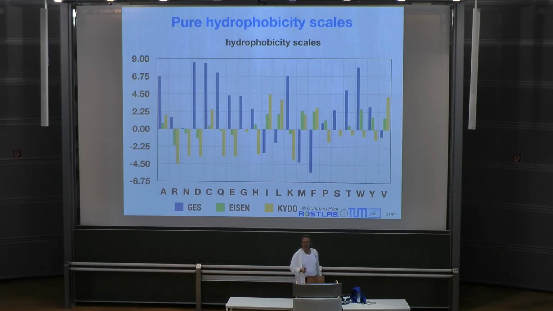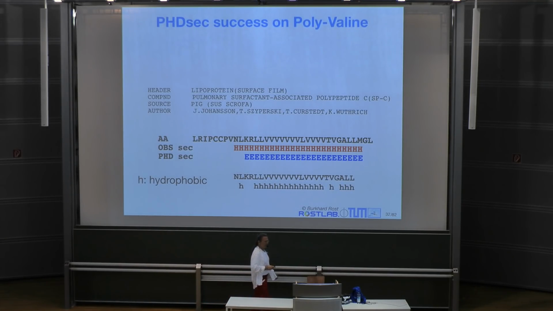But what I show here are three different scales. One is called GES, Eisenberg, Kyte-Doolittle. The yellow one is what I'm going to show you data for in the next plot. But you do see in the 20 amino acids that they do not all completely agree. This is the minimal take-home message from the plot. Not all the bars are completely identical, so not all three scales are identical. There is some difference.